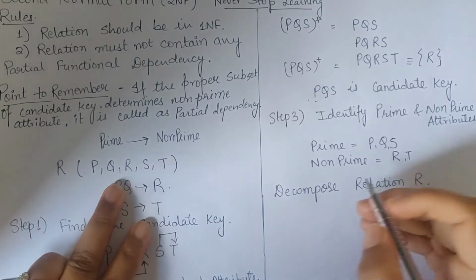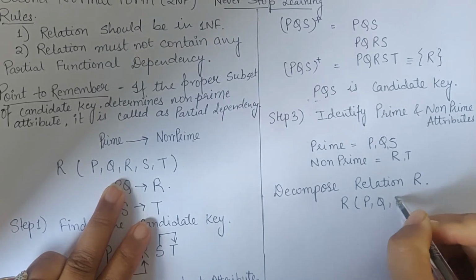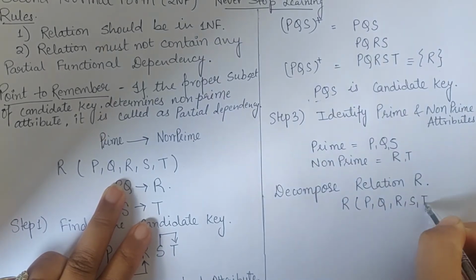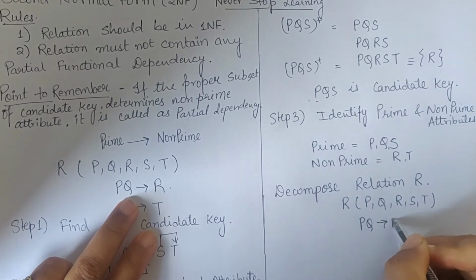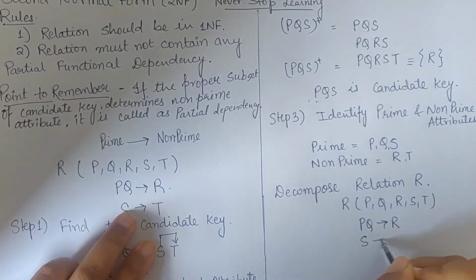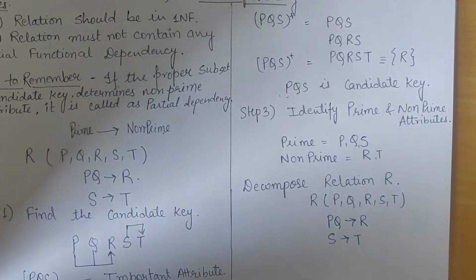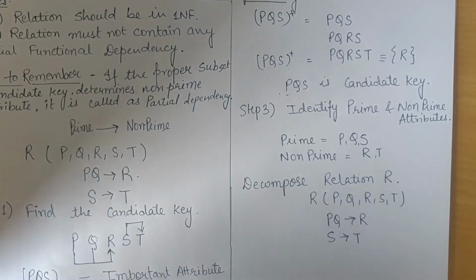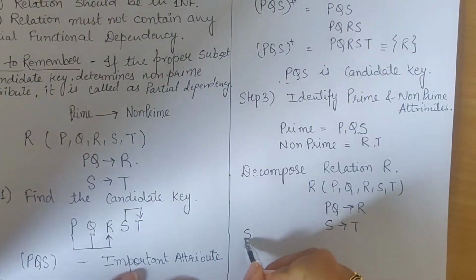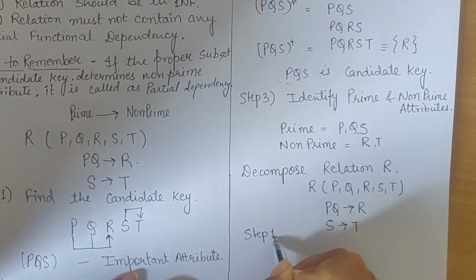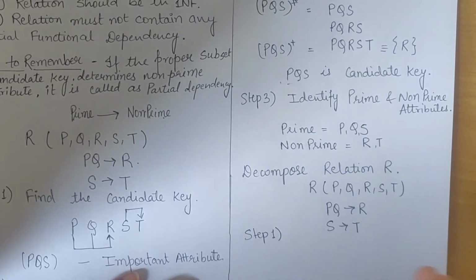Okay, so I'm writing this relation R again. P, Q, R, S, T. And functional dependencies are PQ determines R and S determines T. So I have to decompose it so it can come to second normal form. Okay. So first thing, always remember step number 1 for decomposition. We will decompose the relation R.